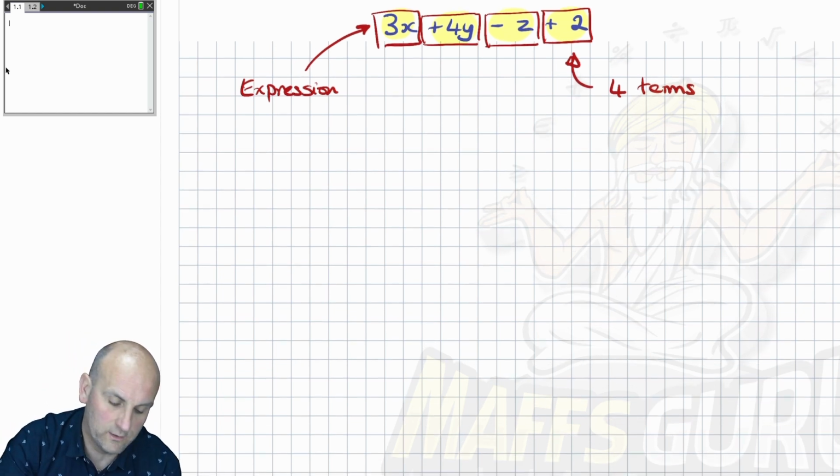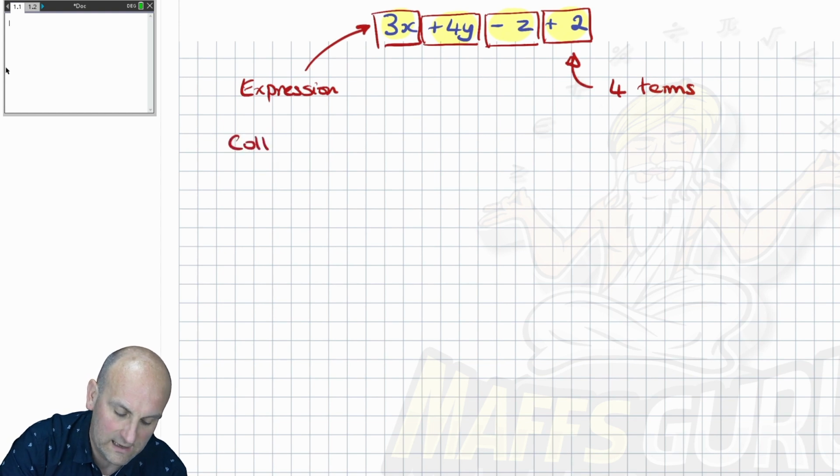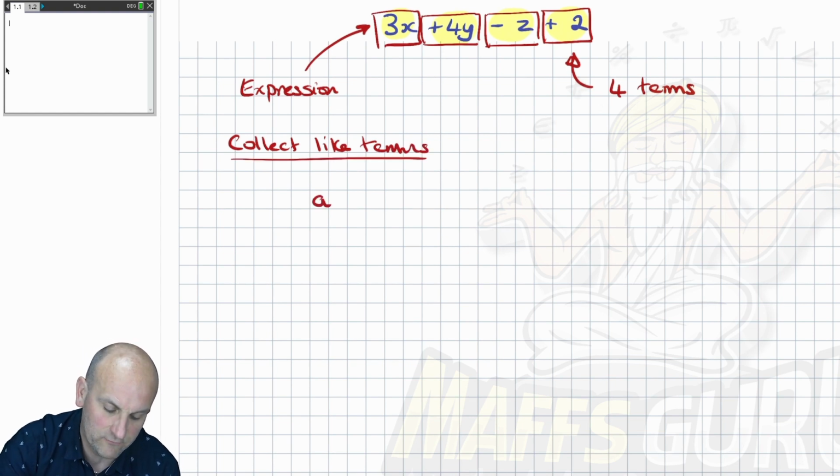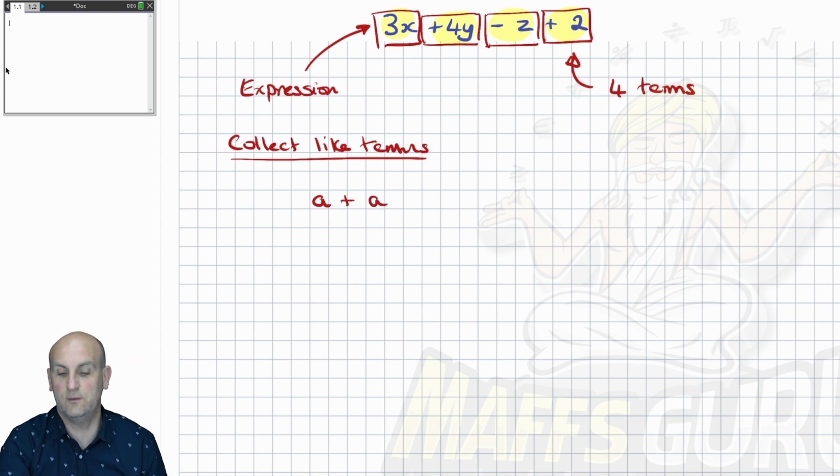So let's go to an idea of what we can do when we collect like terms. And by that, we are just adding together terms that are the same. So let's go nice and simple. I've got an apple and an apple. Can I collect those together? Well, firstly, how many terms do I have? 1, 2. I have 2 terms.